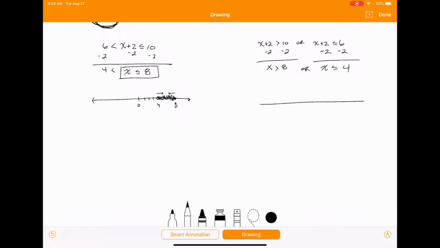All right, so then you draw your number line. Got 0, 1, 2, 3, 4, 5, 6, 7, 8. All right, we've got an open circle at 8, a closed circle at 4. Now if we look at this, x is greater than 8, so we're going to go to the right at 8. And then look over here, x is less than or equal to 4, so less than, we go to the left. So we'll fill in those directions, and your solution will look like that.